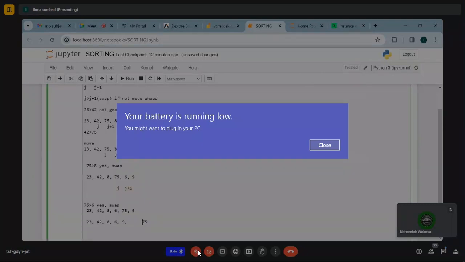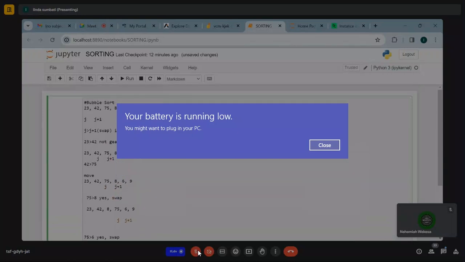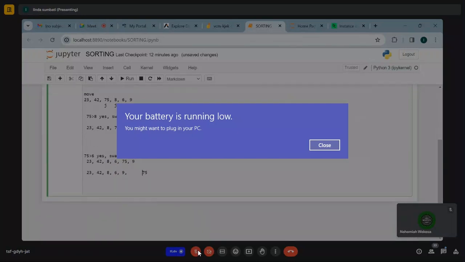So if you look at this list, you realize that 75 has now gone to its position. True or false? Because it's the largest. So you go again. This is the first pass. Now the second pass, that 75, you just leave it there because it's at the correct position. You now come to 23, 42, then 8, then 6, then 9.